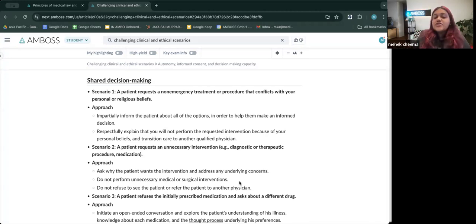Does that mean that if a patient comes to you and asks for an abortion, you'll say no? Not necessarily. You can inform them that this is against my beliefs, but you can also put them on to another doctor. What you're not supposed to do here is moral policing. I'll give you an example.